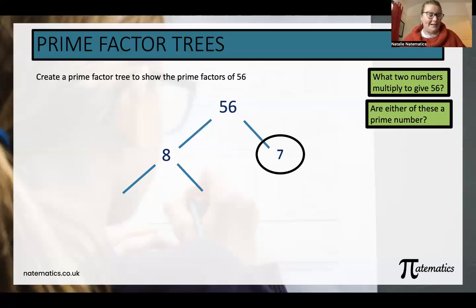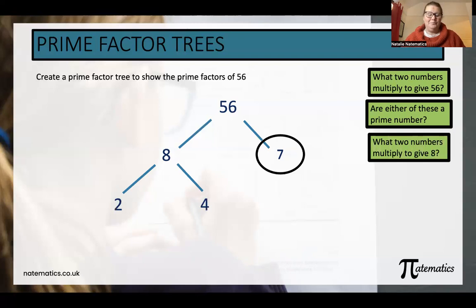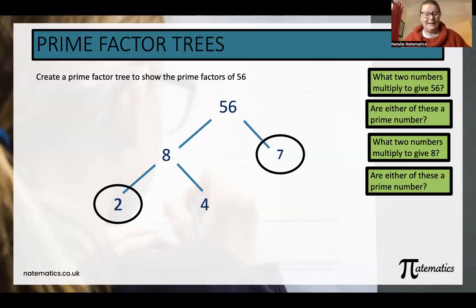I will add at this point, using the number 1 is of no use to us because all you end up with is 1 and 8 and you've still got to break it down again. So any numbers, as long as it's not just 1 and that number. Here we could have 2 and 4. So again, repeat the same process. Are either of those numbers a prime number? Well, 2 is a prime number, so that one gets circled.